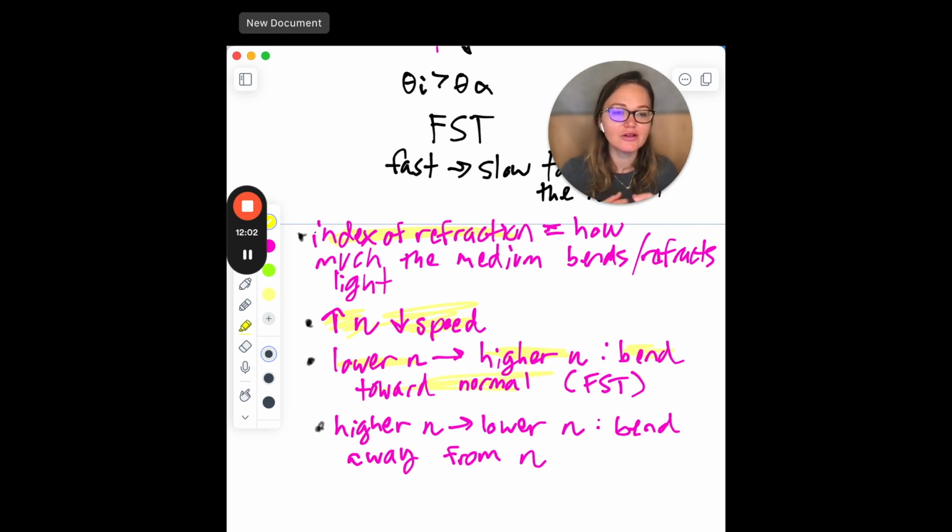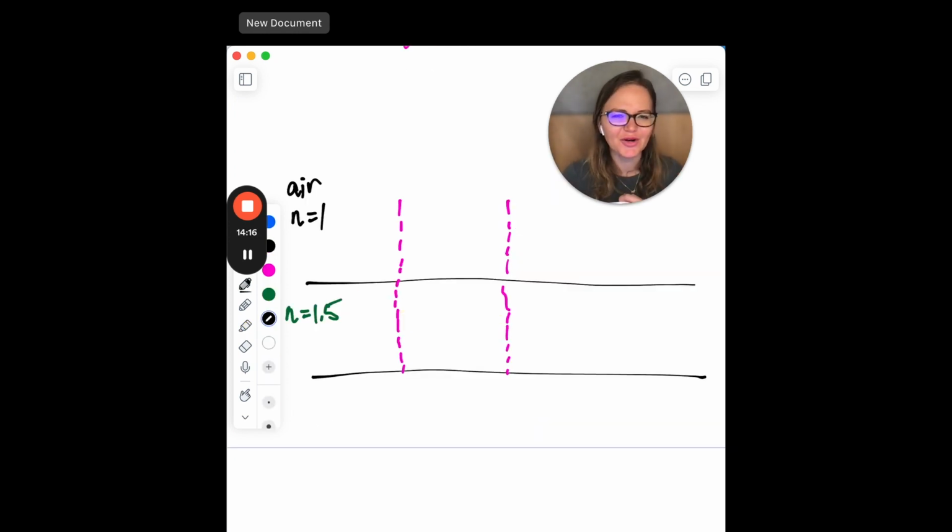And you can use the mnemonic FST. When you go from a fast medium to a slow medium, you bend T towards the normal. Or the opposite also applies. When you go from a medium with a higher index of refraction to a medium with a lower index of refraction, then you're going to bend away from your normal. So what's happening in our question here?